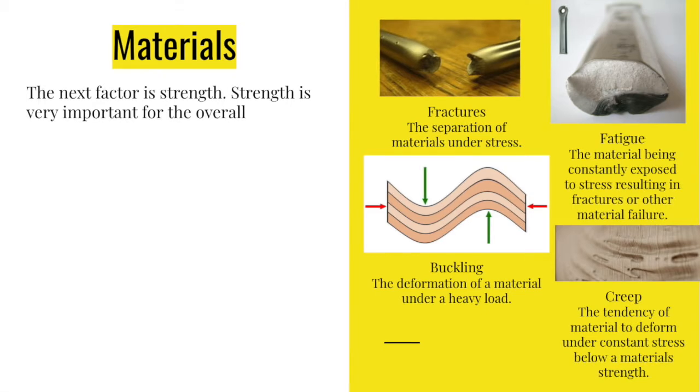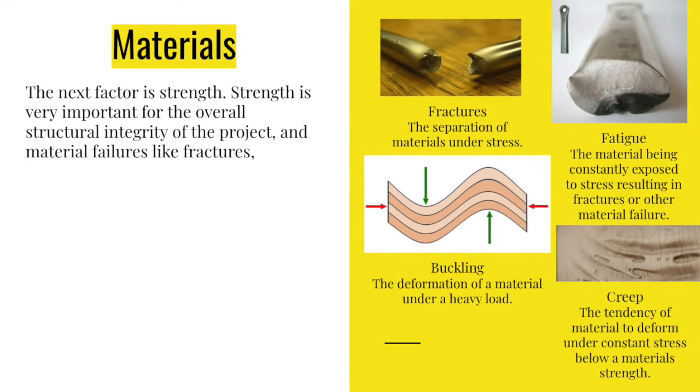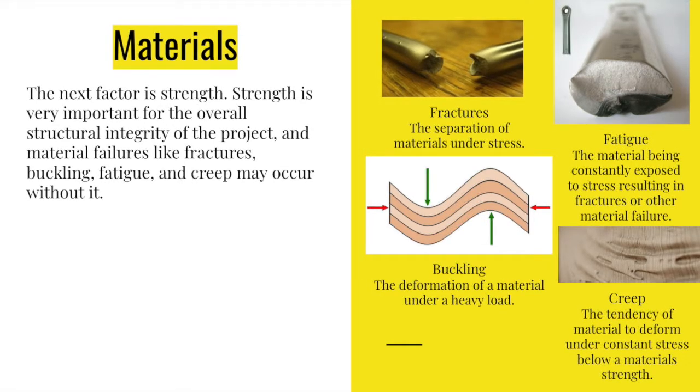The next factor is strength. Strength is very important for the overall structural integrity of the project, and material failures like fractures, buckling, fatigue, and creep may occur without it. Fractures are the separation of materials under stress. Buckling is the deformation of a material under a heavy load. Fatigue is the material constantly being exposed to stress, resulting in fractures or other material failure, and creep is the tendency of material to deform under constant stress below a material's strength.